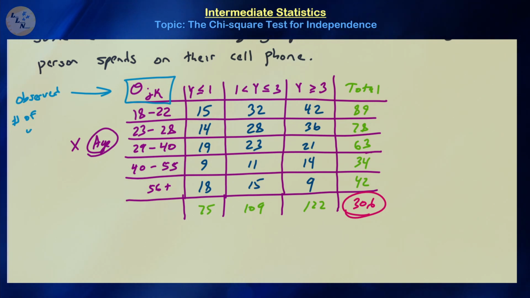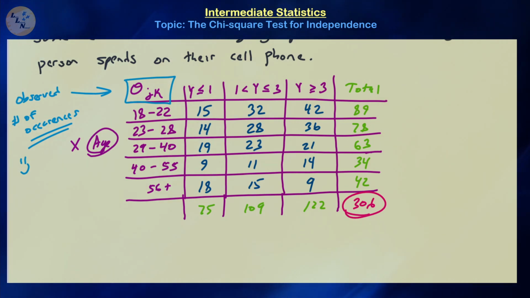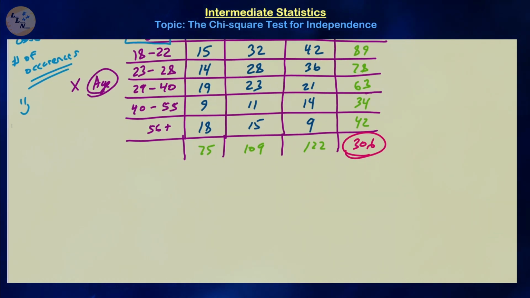Observed number of occurrences. All right. So what are the expected number of occurrences in each of these cells that would occur if these variables were independent? So let's just go through that calculation. So remember, E11 should be equal to the sum of row 1 times the sum of column 1 divided by the grand total of 306.